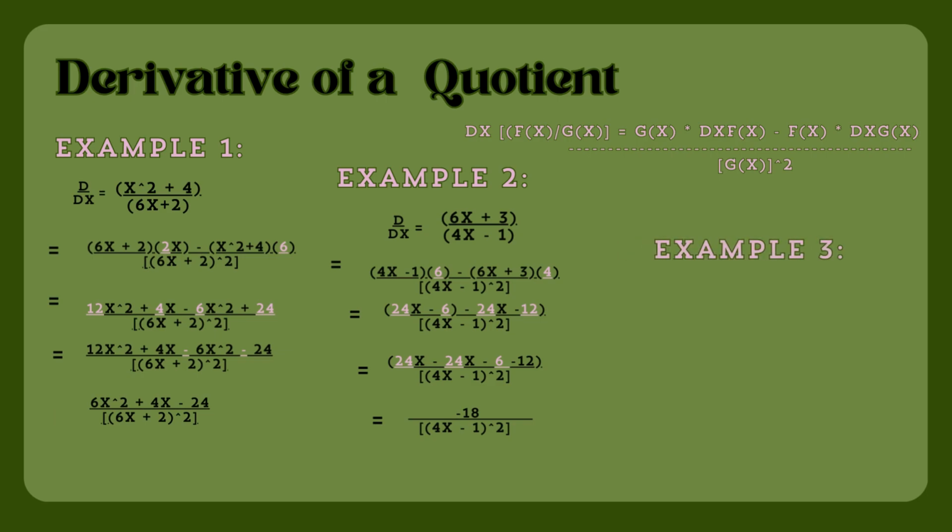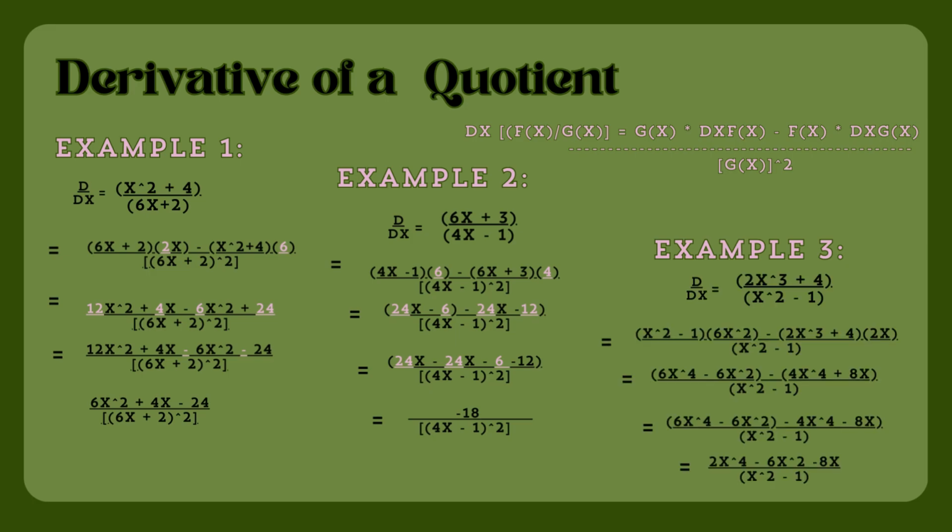And for the last example of the derivative of a quotient, let's find the derivative of this function, the derivative of 2x raised to 3 plus 4 all over x squared minus 1.